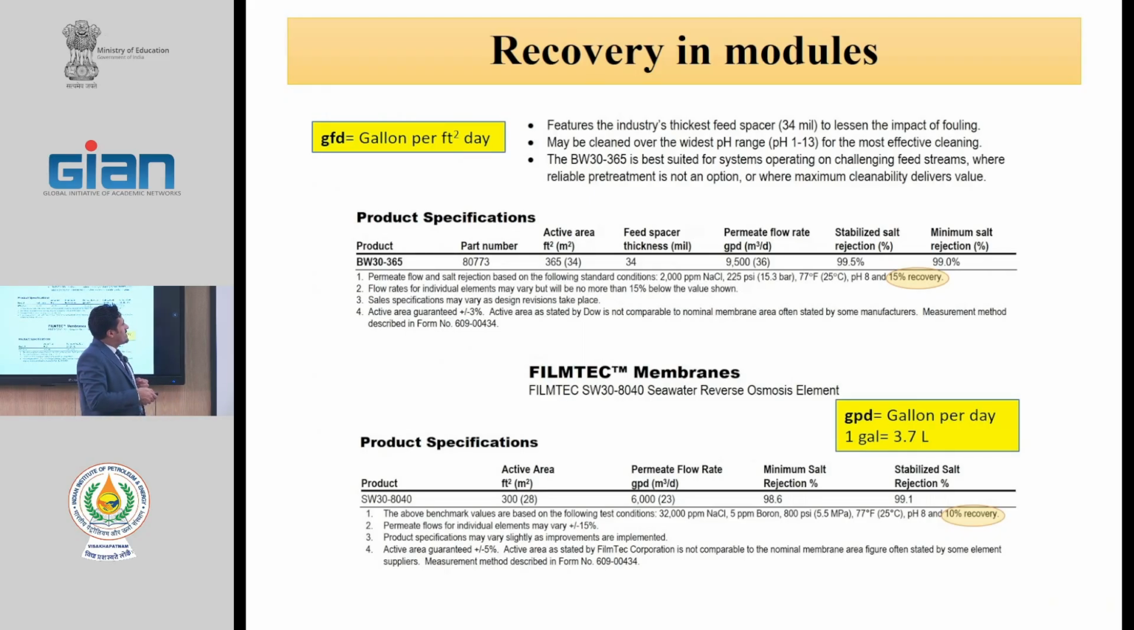In industrial modules, the flux is usually expressed in GPD or GFD, that is gallon per day or gallon per square foot per day. GPD is flow, with no area, you see no area, but GFD is flux that includes the area of the membrane used.